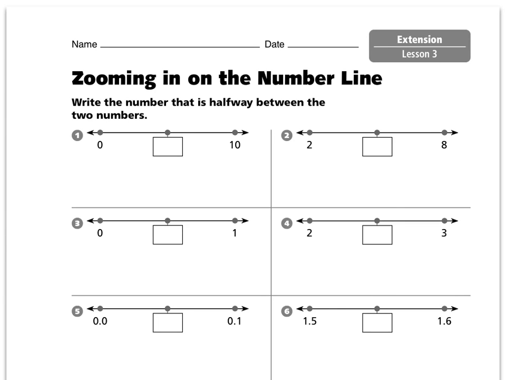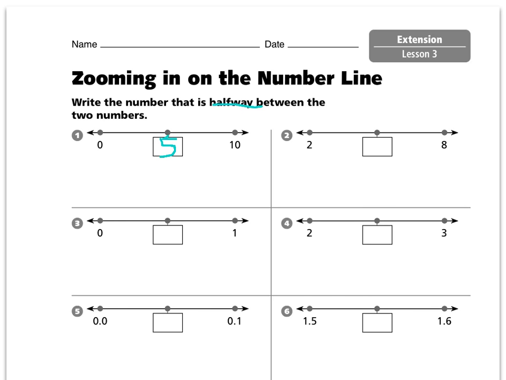Let's look at Chapter 8, Lesson 3, Extension, zooming in on the number line. We need to write the number that is halfway between the two numbers. So between 0 and 10, the difference between 0 and 10 is 10. Halfway between would be 5.